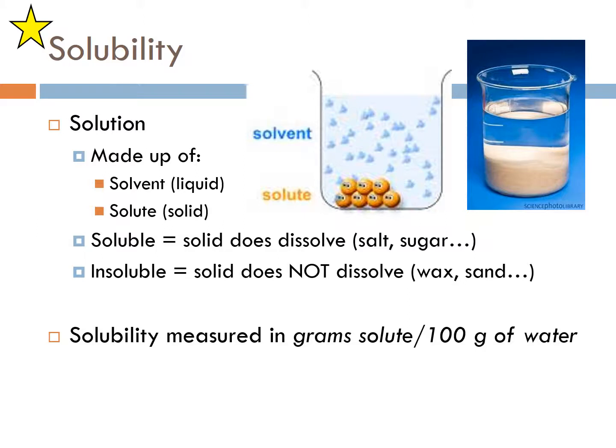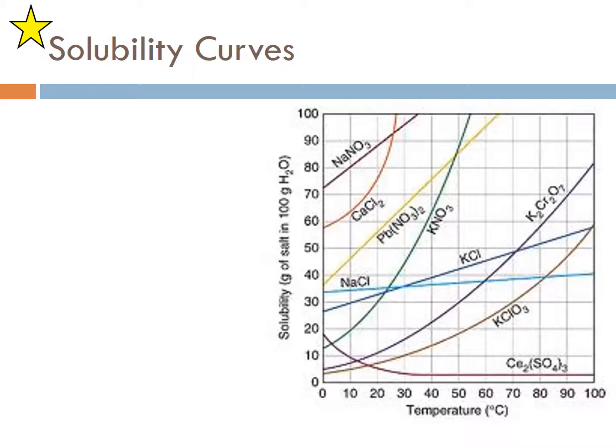Solubility is measured in how many grams of the solid, or solute, per 100 grams of water. So it's always measured at 100 grams of water, and the more of something you can dissolve, the higher the grams of solute. Here is a solubility curve. So you can see that solubility is a factor of temperature. Most things are going to rise as temperature increases.